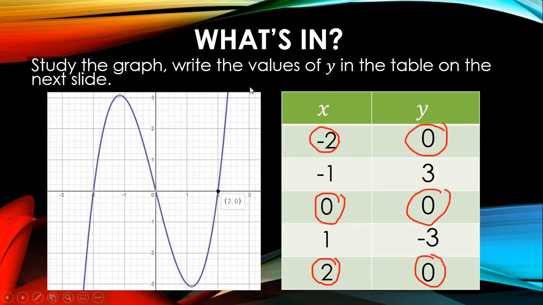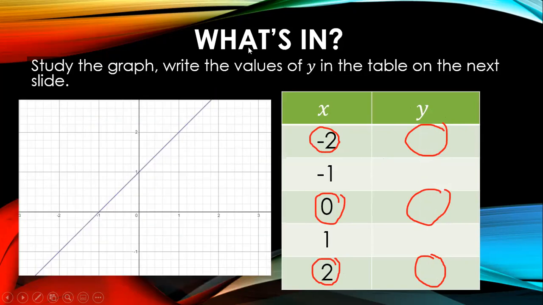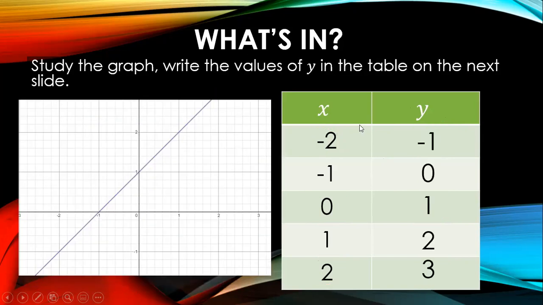Whereas yung second graph natin, kung mapapansin natin, tig-iisa sila, no? So hindi na ulit, okay? Kay -2, partner niya si -1. Si -1, partner niya ay 0. Si 0, partner niya ay 1. Si 1, partner niya ay 2. Si 2, partner niya ay 3. So hindi tayo makakakita ng naulit na y value.